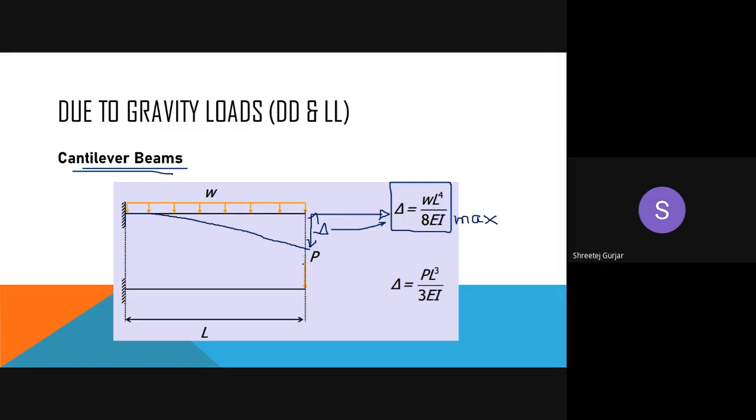Now if you have a point load P acting at the free end, the deflection will occur at the free end, the maximum deflection, right?